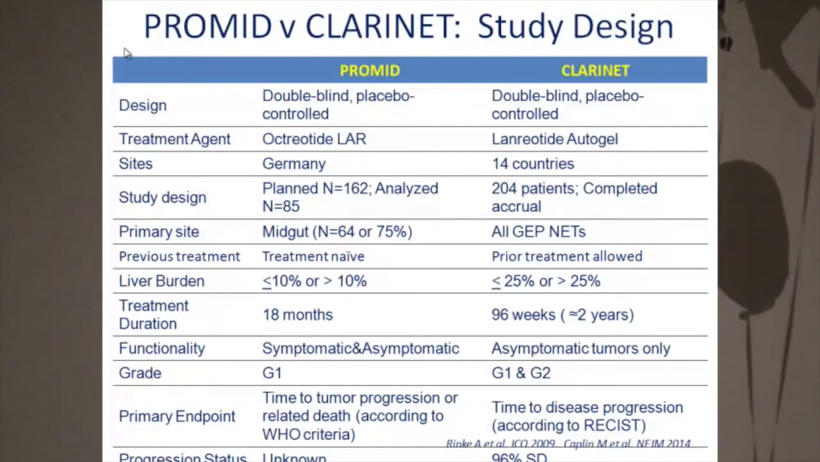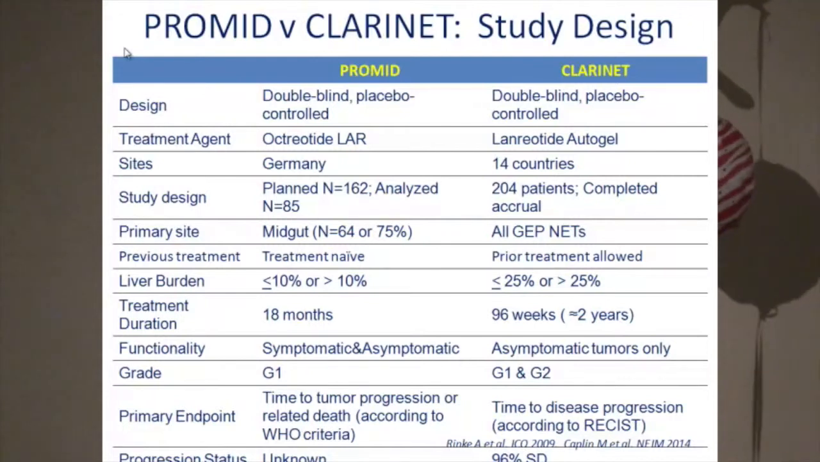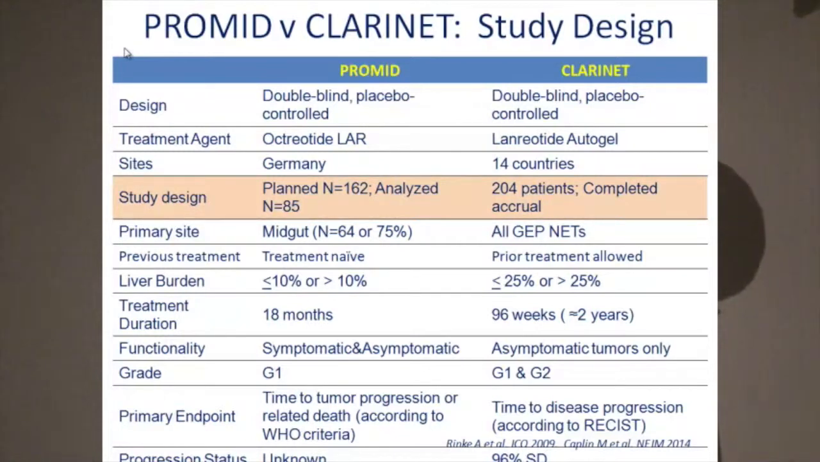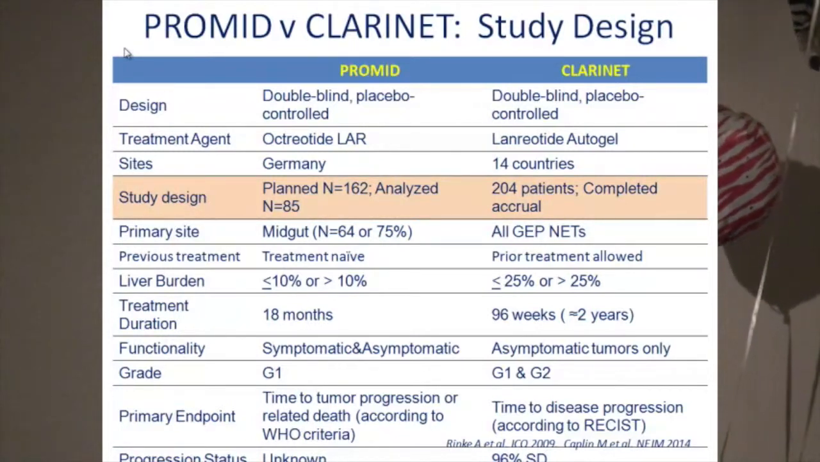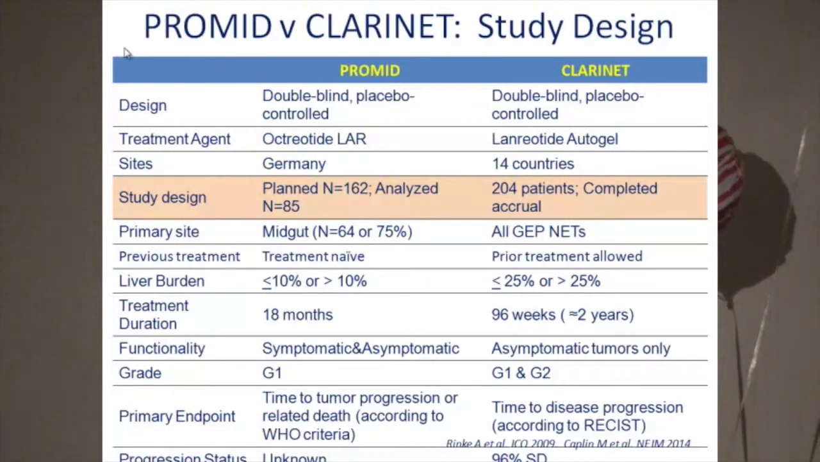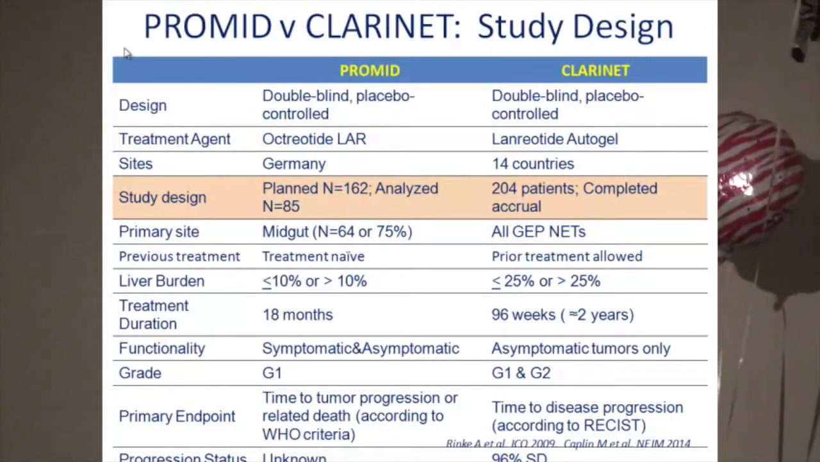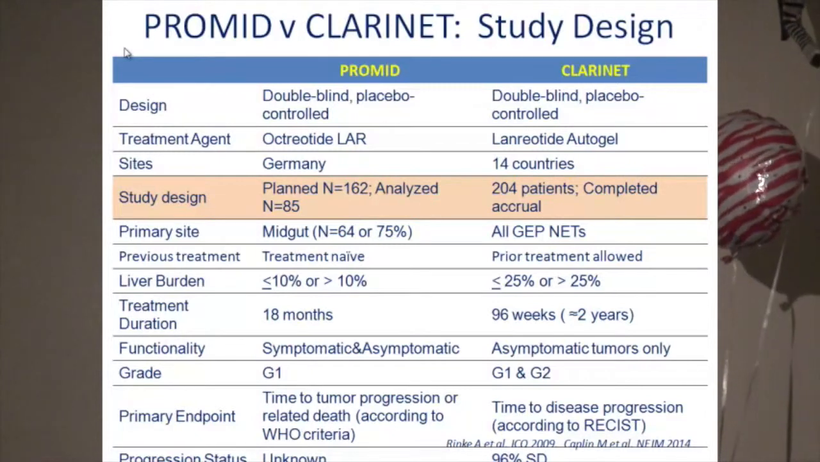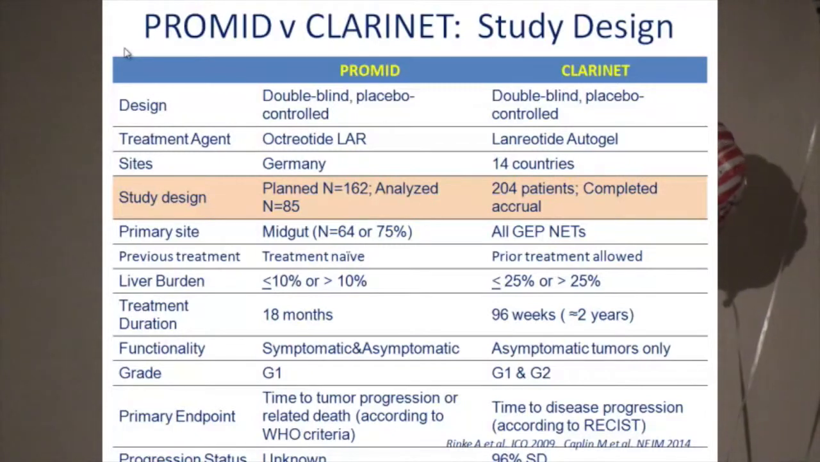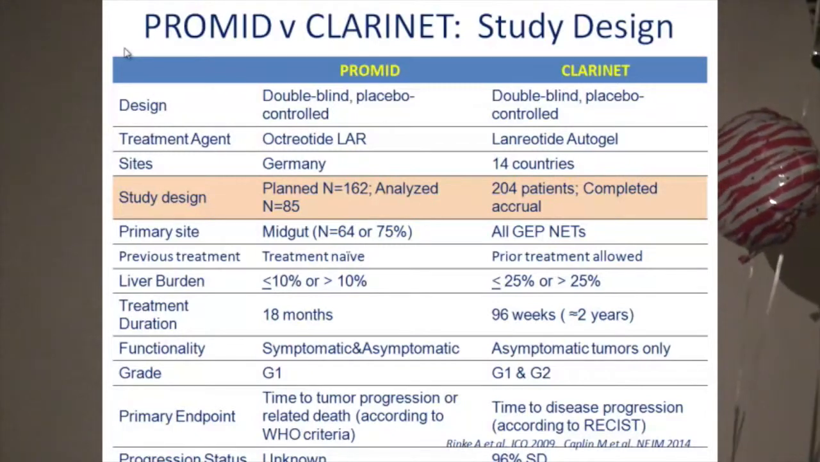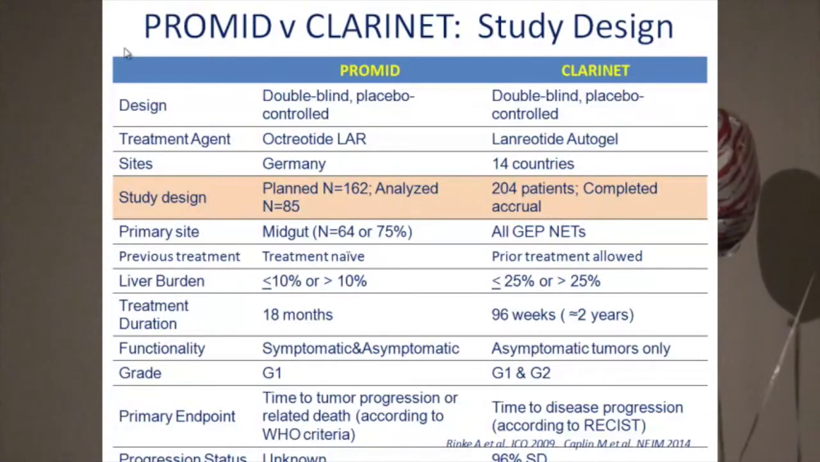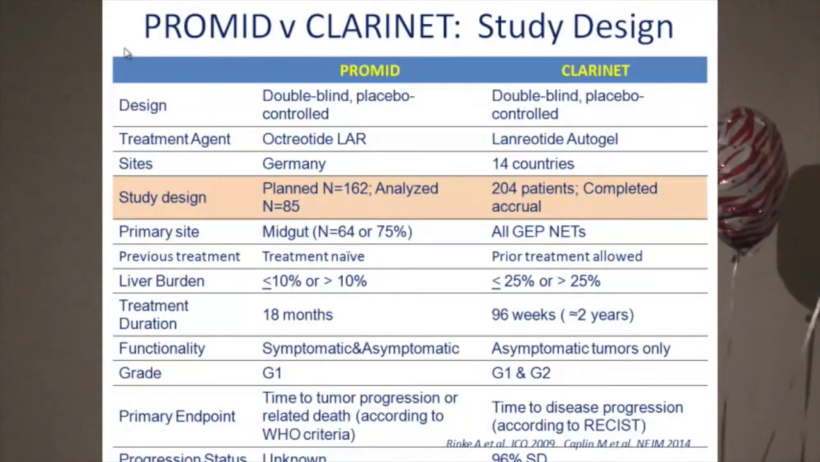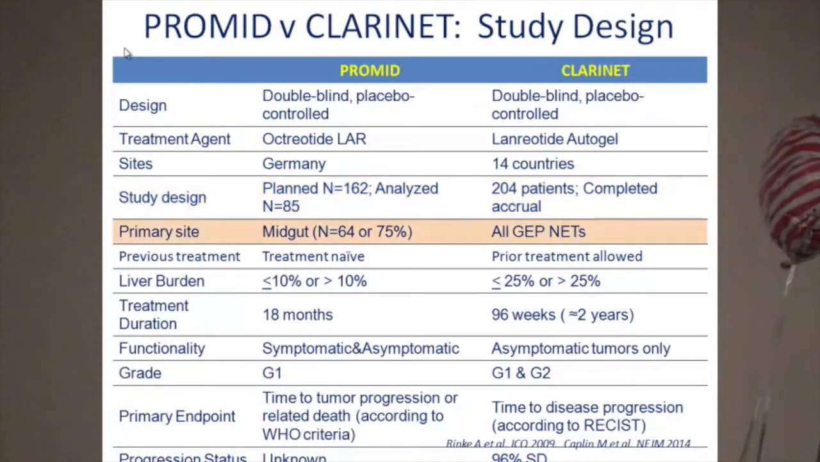As far as the study design is concerned, the PROMID study was planned for 162 patients, but it was analyzed at 85. And the CLARINET was planned at 204, or above 200, and they actually completed their accrual. So one study is smaller, or analyzed at a smaller number, than the other. The other difference is the primary site.